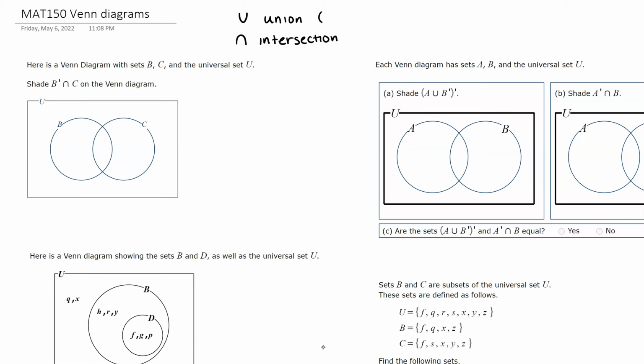Intersection means stuff in common. So union is like marriage, yours, mine, ours. Intersection is just ours, right? Shared. And then the little apostrophe is complement, and it means everything else.